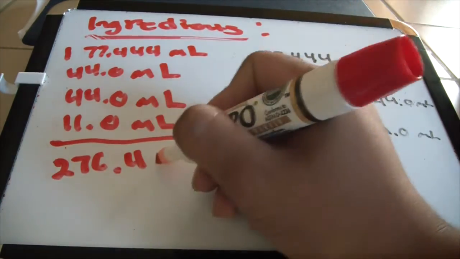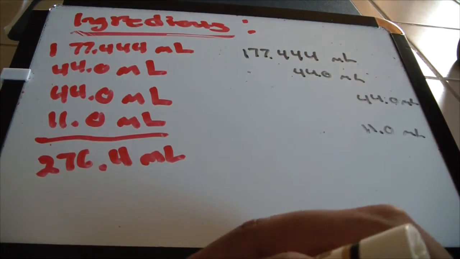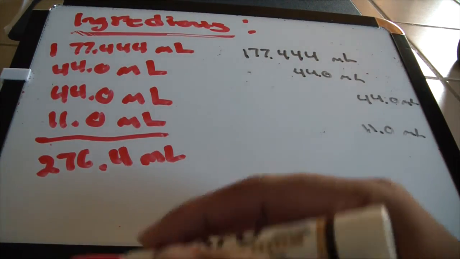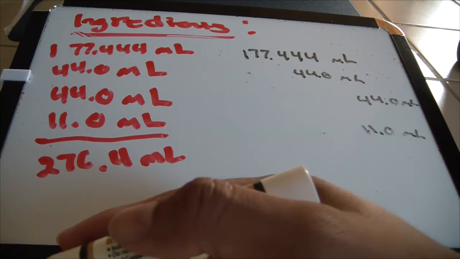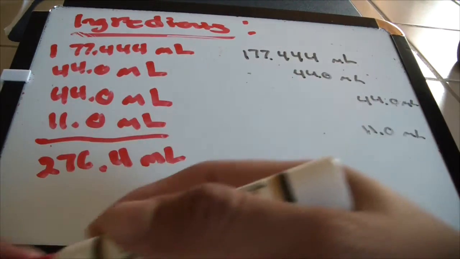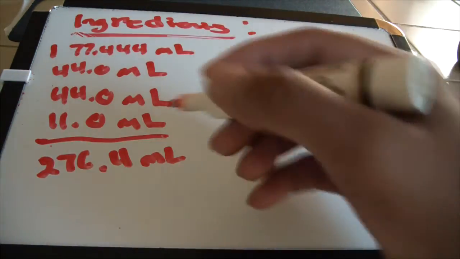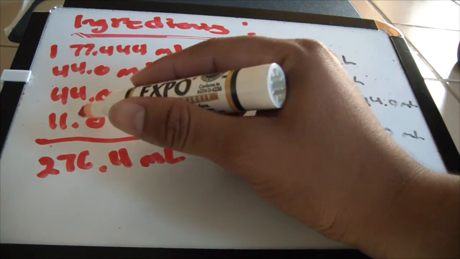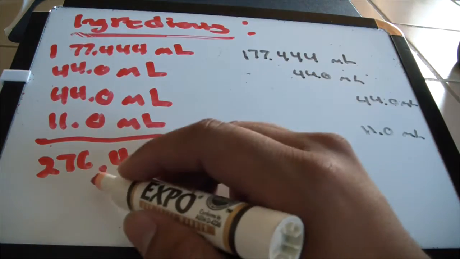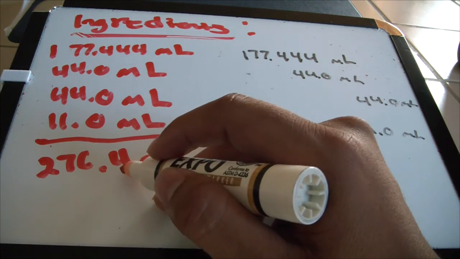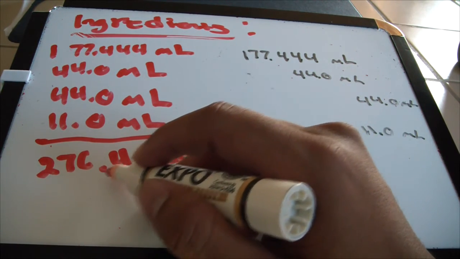276.4 milliliters. So when adding and subtracting, the first thing to remember is the answer you get at the end should be as precise as the least precise component in your calculation. So as you can see, this one has only 1 digit after the decimal place, so that is what our answer is going to have, this 4 at the end of our decimal.